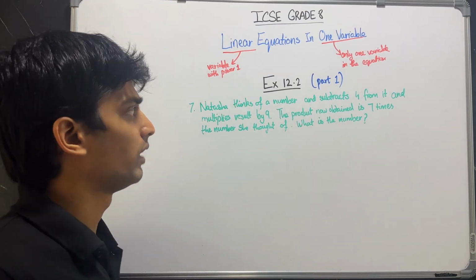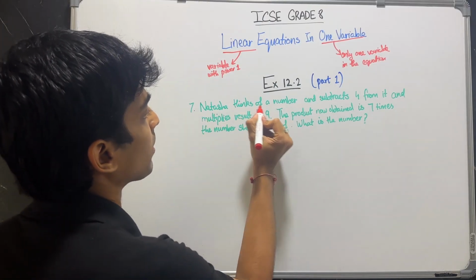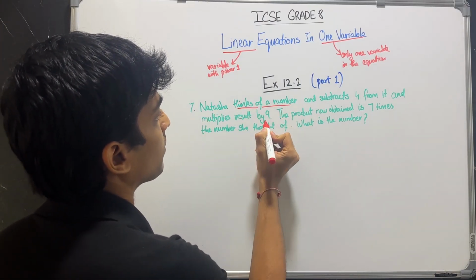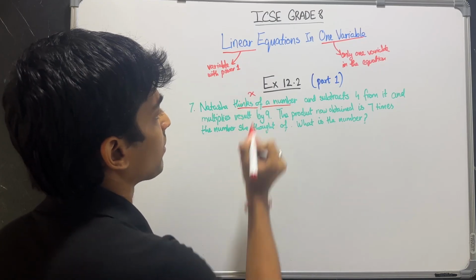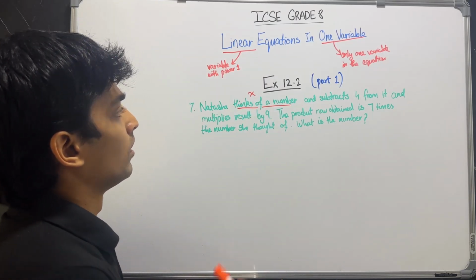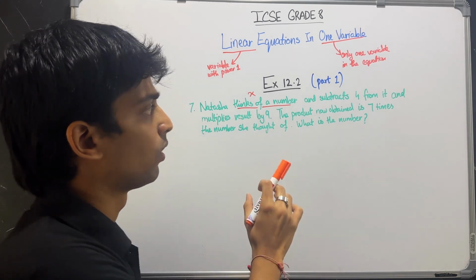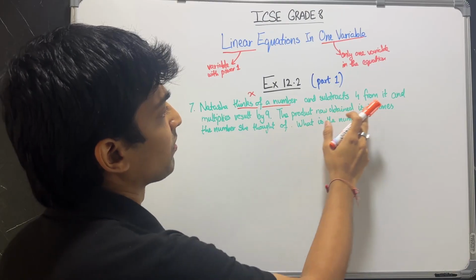Whenever we solve any word problem, there's something unknown. Here the unknown is the number she thinks of. So this is the unknown thing, and we can just let it be x and work from there. So she thinks of a number, let it be x. Variables are unknown values, so we can call it x, and subtracts 4 from it.